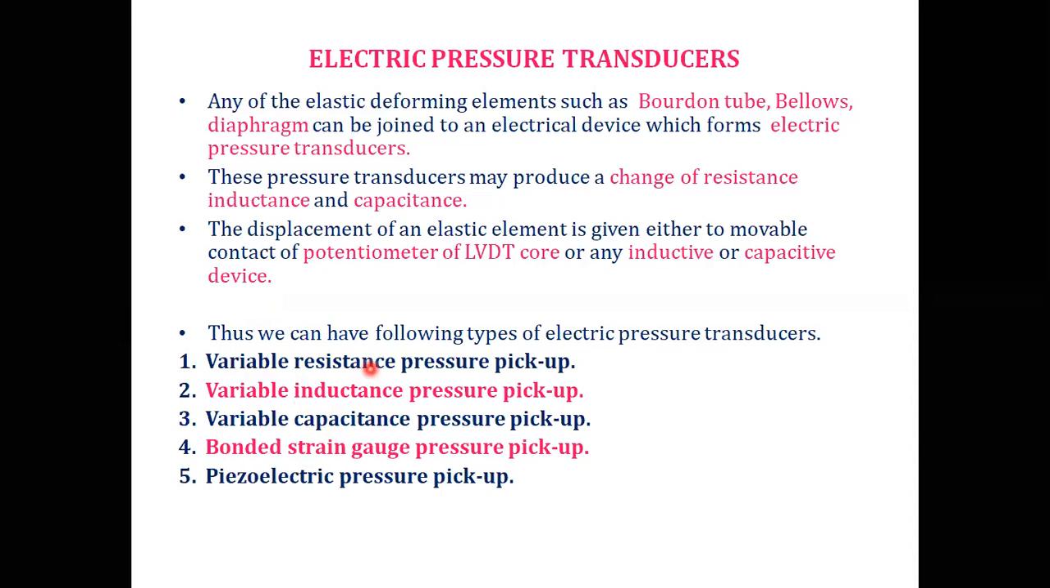Thus we can have the following types of electrical pressure transducers: variable resistance pressure pickup, variable inductance pressure pickup, variable capacitance pressure pickup, bonded strain gauge pressure pickup, piezoelectric pressure pickup. Pickup means transducer. Simple. This is the other notation for transducer. Pickup means transducer only.